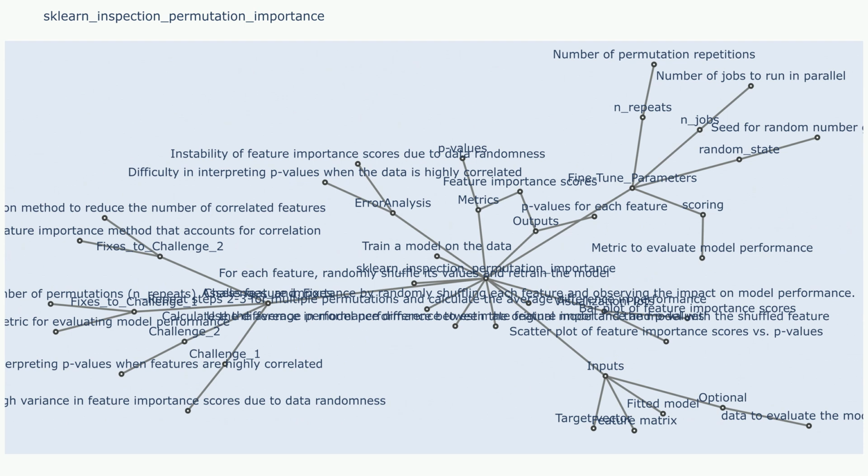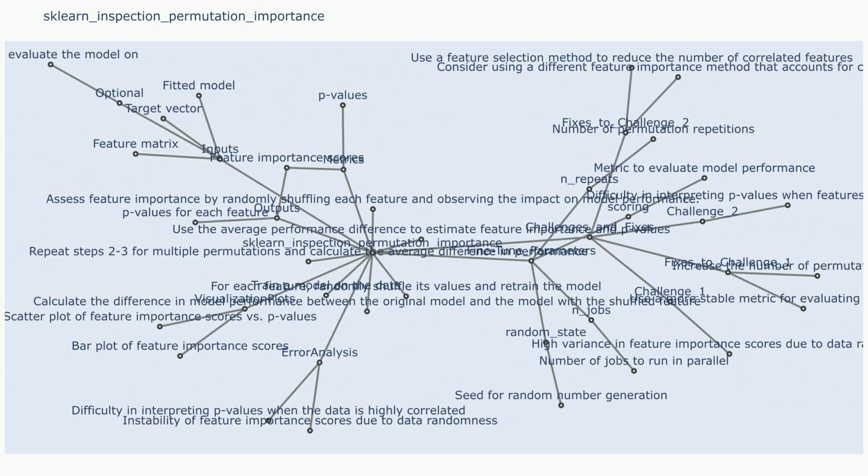Fine-tune parameters. Parameter 1, n_repeats. Increasing the number of repetitions, n_repeats, can provide more robust and stable importance scores, particularly for complex models or when there is high noise in the data. Parameter 2, scoring. Selecting an appropriate scoring metric is crucial for interpreting the results correctly.